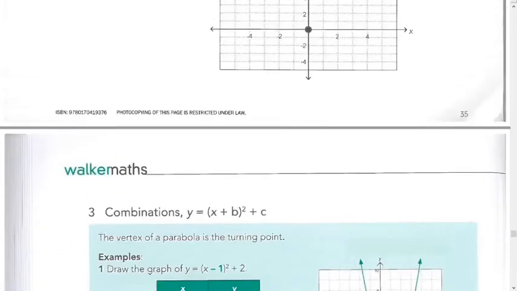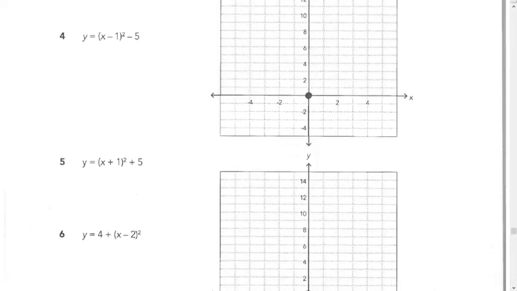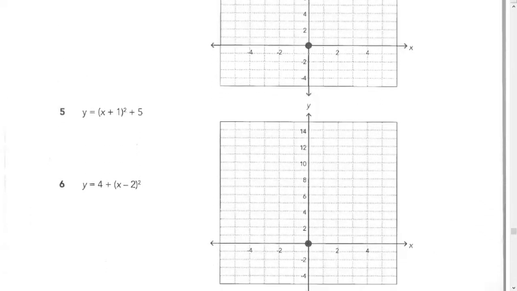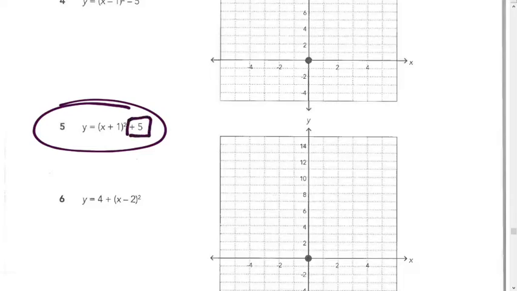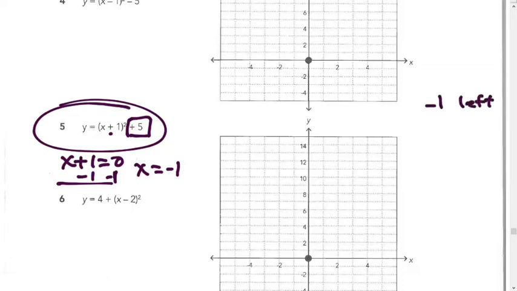Go to the next page. Here we go. Let's just look at something like number 5. It's very convenient because it's there. So looking at number 5, we know that it's going to go up 5. That's x plus 1. So when you set it equal to 0 and solve it, you end up with x equals negative 1. So that means negative 1 means it's going to go left 1, and positive 5 means it's going to go up 5. And now we'll know what's happening. So to the left 1 and up 5 puts our vertex right there.